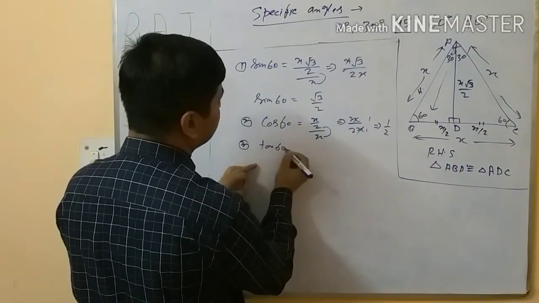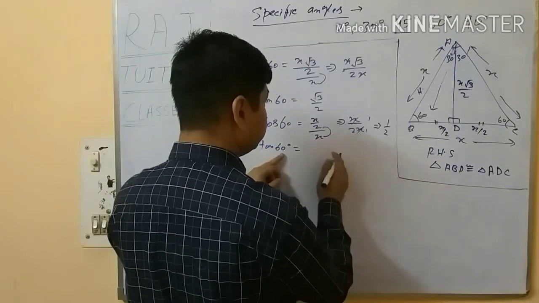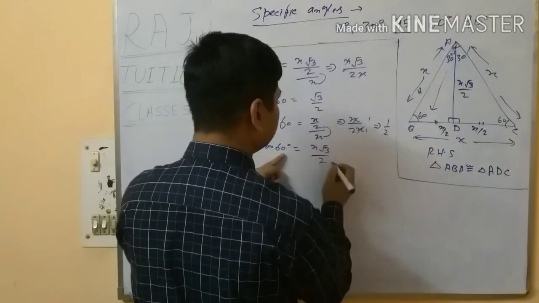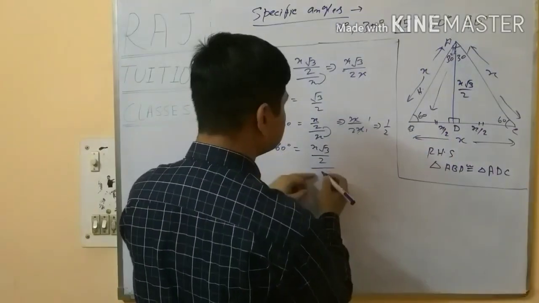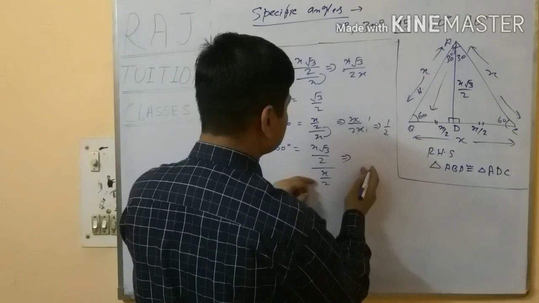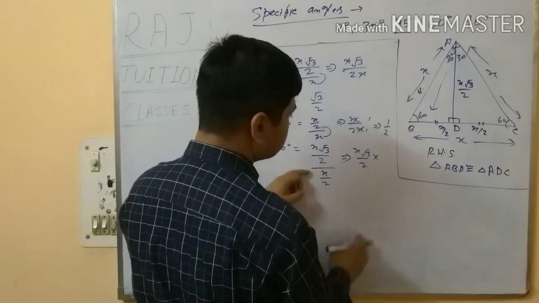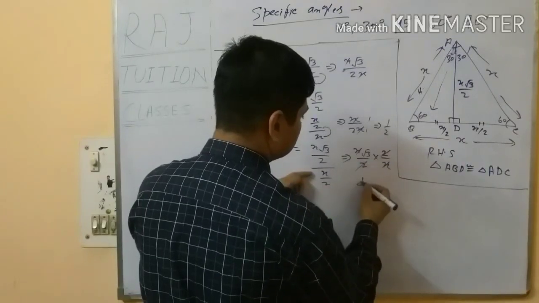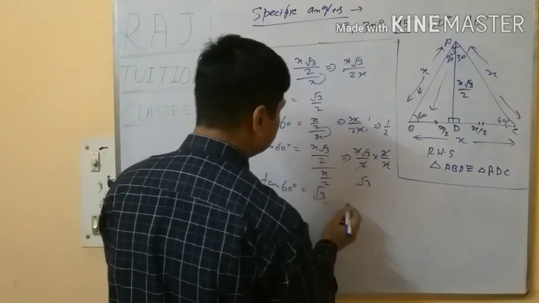Similarly, the value of tan 60. What will happen? Side opposite to 60, x root 3 over 2, divided by side adjacent to 60, x over 2. So what will happen here? x root 3 upon 2, reverse the operation and also reverse the fraction. It will become root 3. So tan 60 degree is root 3.